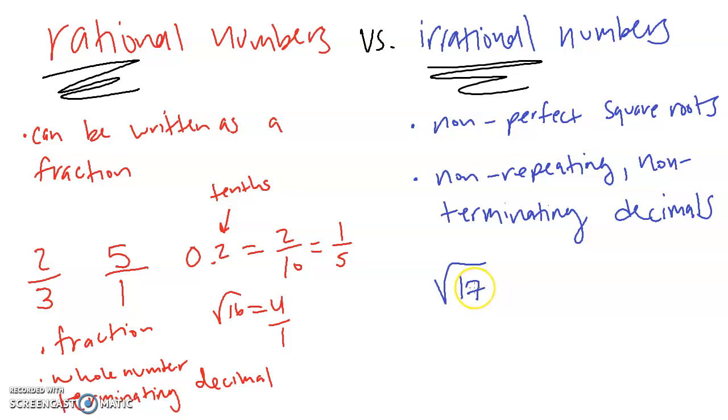You might be thinking, well, Mr. Lopez, if I type this into a calculator, eventually it does stop. It runs out of digits and I get some number. Well, the calculator only has so many spots of digits. So it actually never does stop. So the square root of 17 is an irrational number. Also, non-repeating, non-terminating decimals, those are irrational as well.